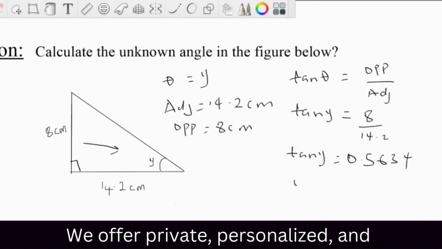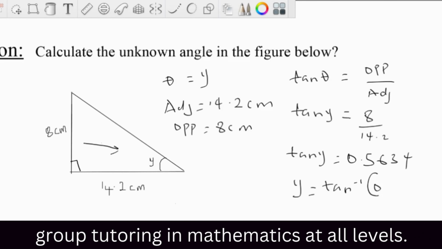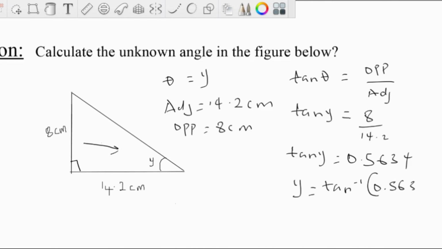So therefore, to get my angle now, I have to make my right hand side tan inverse. So we now have y equal to the tan inverse of 0.5634. Use that in your calculator: press your shift, then press your tan, then type in 0.5634, and that should give us 29.4. So approximately 29.4 degrees. So that is the unknown angle for this right angle triangle.